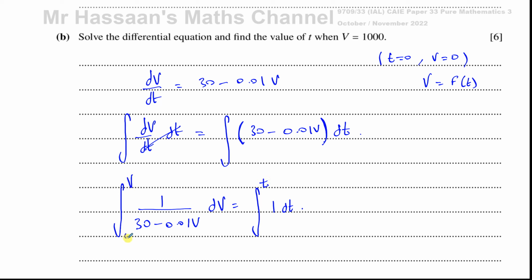And I know when v is 0, t is also 0. So I'll put those boundary conditions here, and that will help me find c automatically. Some people will integrate it as an indefinite integral, and then they will substitute v equals 0 and t equals 0, and then they'll get the value of c. They'll have to find what c is, and so on. But this will find the value of c almost automatically. So I like to do it this way.